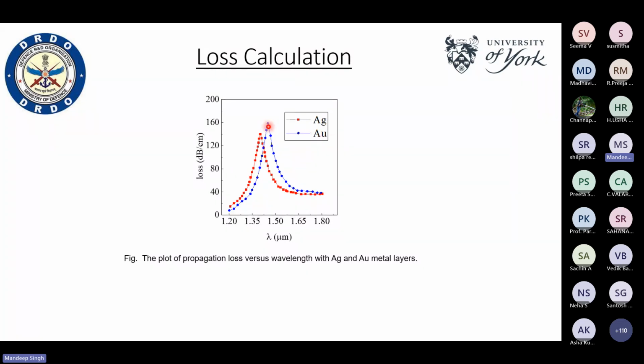We have to use gold because there is no rust in the design, so our design will be robust if we use gold. No doubt it is costly, but from a design perspective we have to use gold.